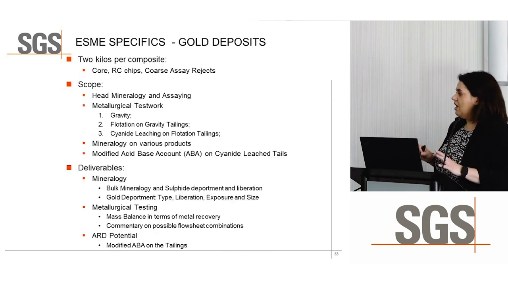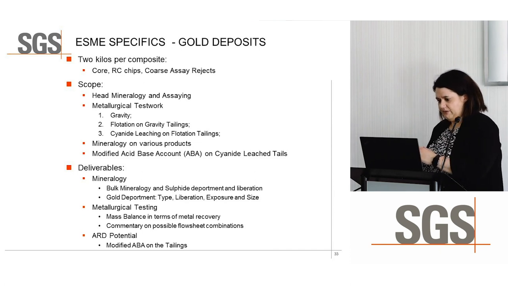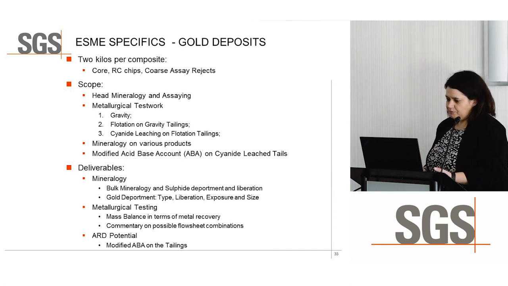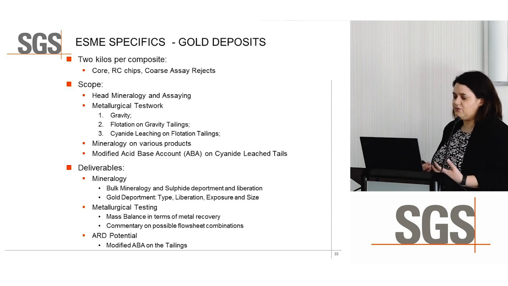So we have two sort of separate packages, which are very similar. We've got one for gold projects and one for base metals. Generally, we need about a 2 kilo composite. Core is the best, but if you have RC chips or even coarse assay rejects, we can use those.